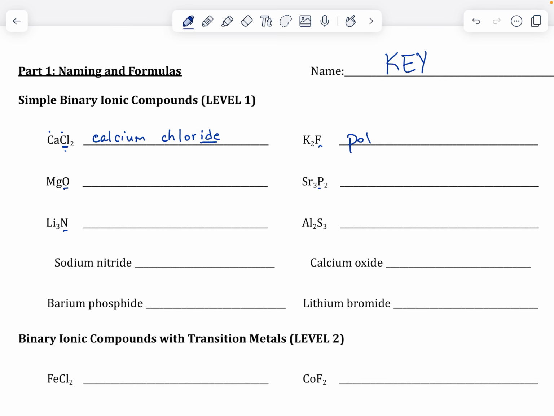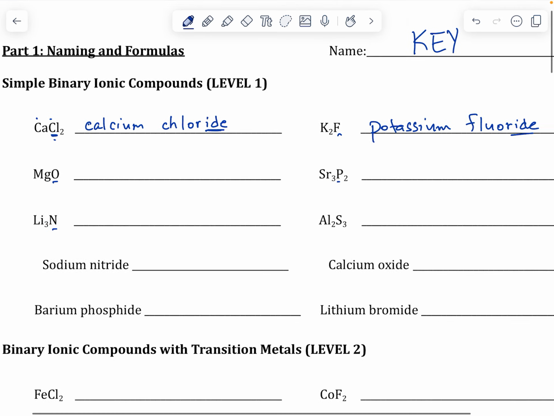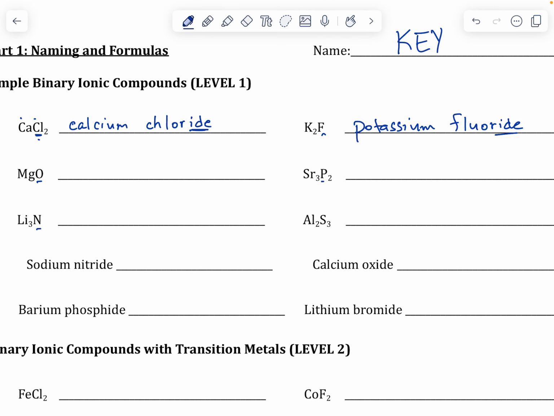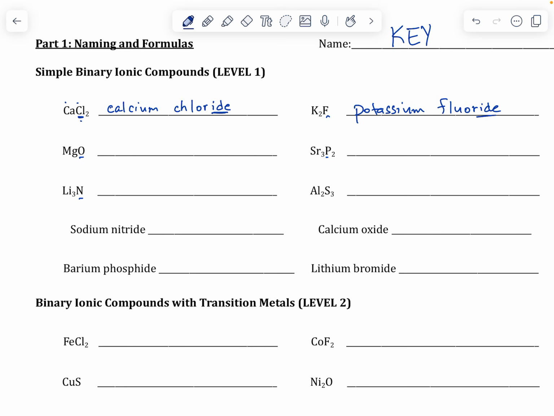K is potassium, and fluorine by itself has to change its ending to fluoride. And I know some of you asked in class, why do they do that? It's to note that these are now two things that are bonded together, as opposed to saying potassium fluorine, where now we don't know whether they have bonded or if we are talking about them separately. We'll do another one.